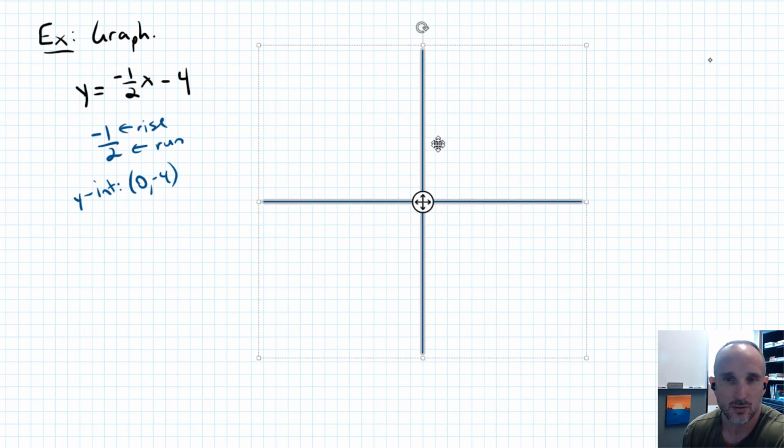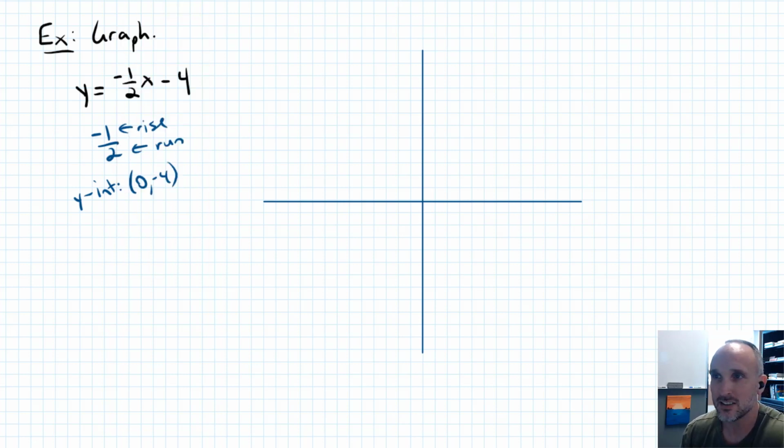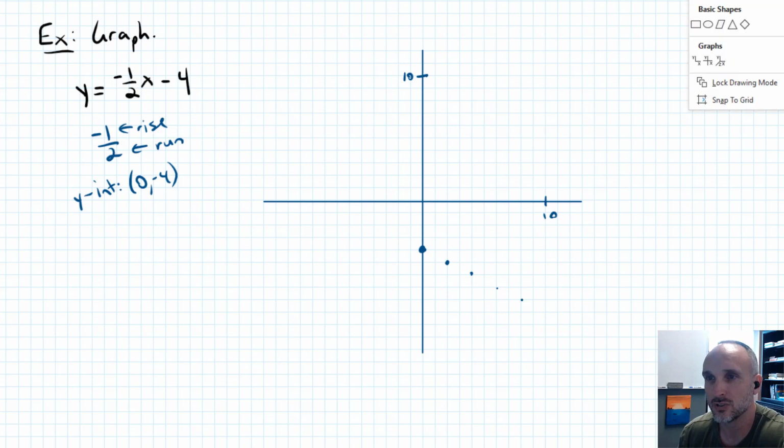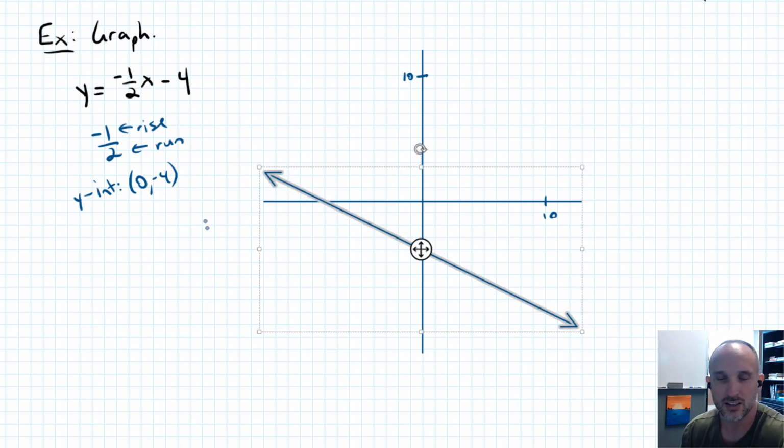So again, I'm going to use scale of 1, so I'm going to label my axes. I'm going to start with a y-intercept of 0, -4, so 1, 2, 3, 4. And then I'm going to rise -1 and run +2. So down 1, right 2, down 1, right 2, down 1, right 2, down 1, right 2. I could go up 1 and left 2. That would work as well, and generate as many points on this line as I want. But there is the line for this equation.